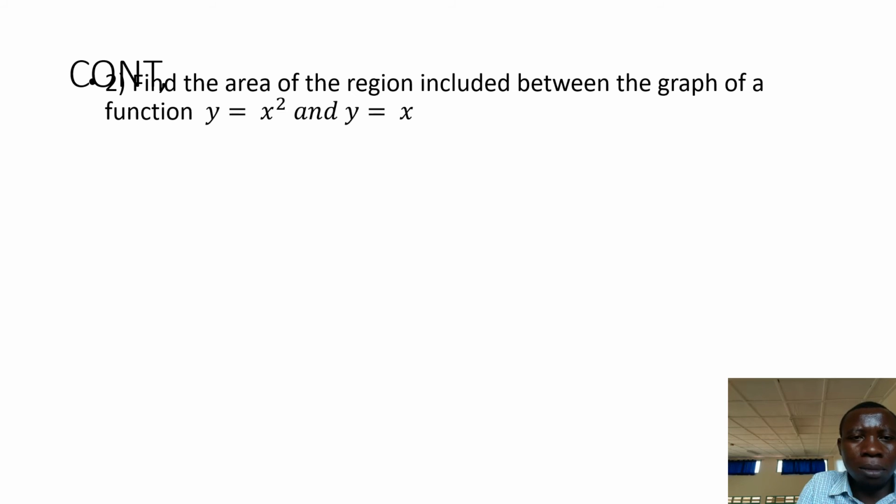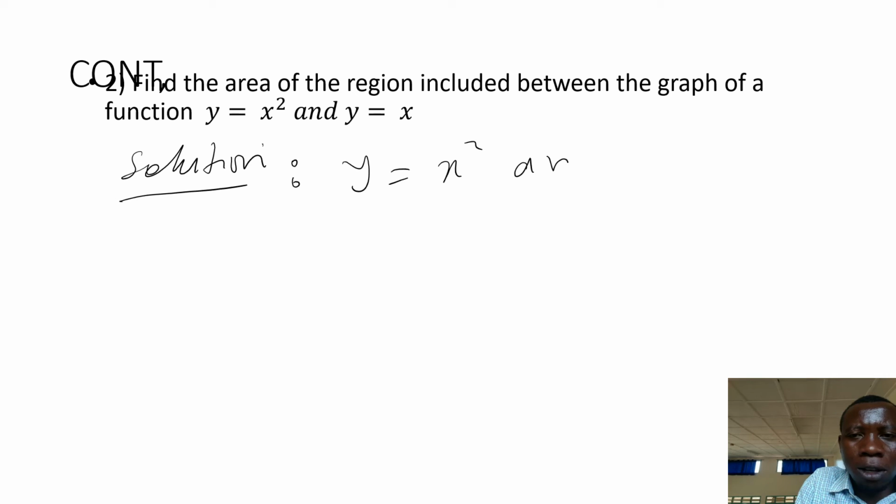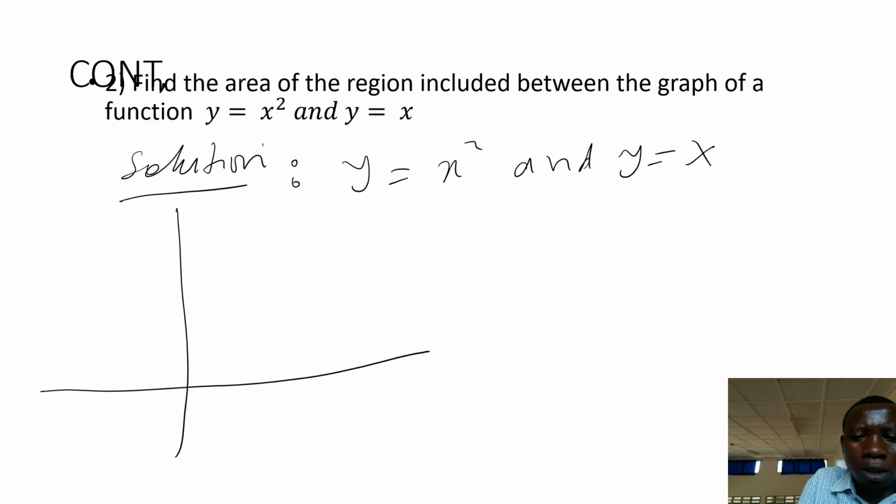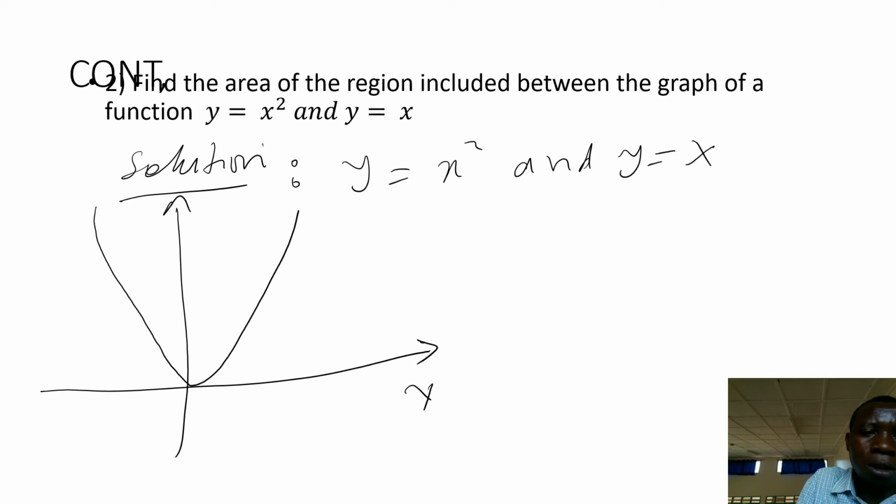Let's do another example. Find the area of the region included between the graphs of the functions y equal to x squared and y equal to x. Here we have the parabola y equal to x squared and the straight line y equal to x. Let's make a rough sketch of these two functions. We have a parabola and a straight line. This is the region. This is our x squared. This is our y equal to x.